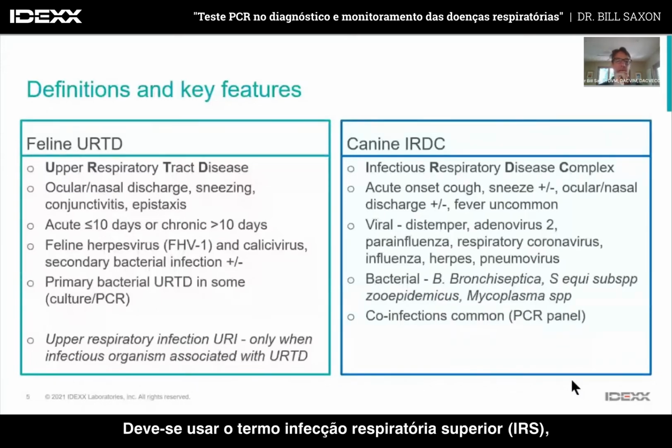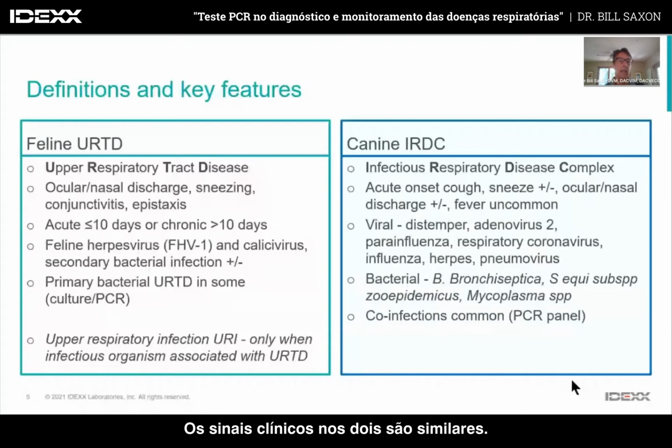You should reserve the use of the term upper respiratory infection, or URI, for when there is a documented infection, an organism there causing the signs. All right, because there are other things besides infectious causes of upper respiratory signs, which we'll talk about. Dogs, the terminology has changed. So now, instead of tracheobronchitis or infectious canine tracheobronchitis or kennel cough, the appropriate term for that whole thing is canine infectious respiratory disease complex.